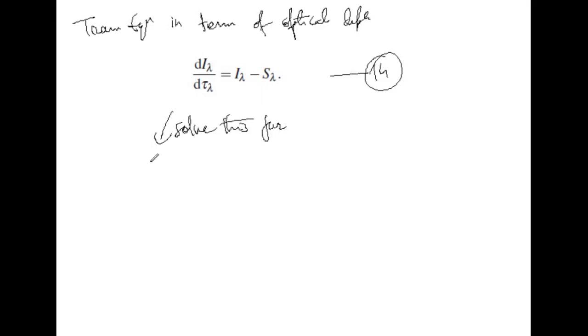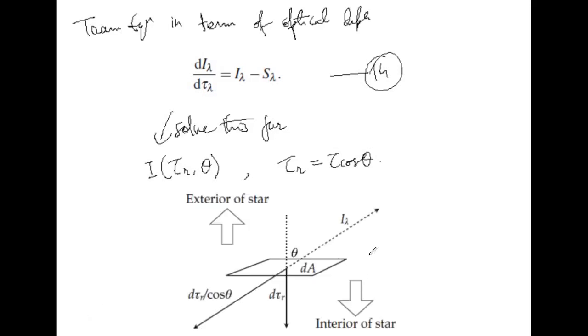So we want to solve this for I of tau r, theta. And what is this tau r? Tau r is basically tau cos theta. Let me show you here. So this is what I am talking about. Here you can see the radial optical depth line element, and also its relationship to the true optical depth and the direction of the specific intensity beam for a small surface element inside the star.